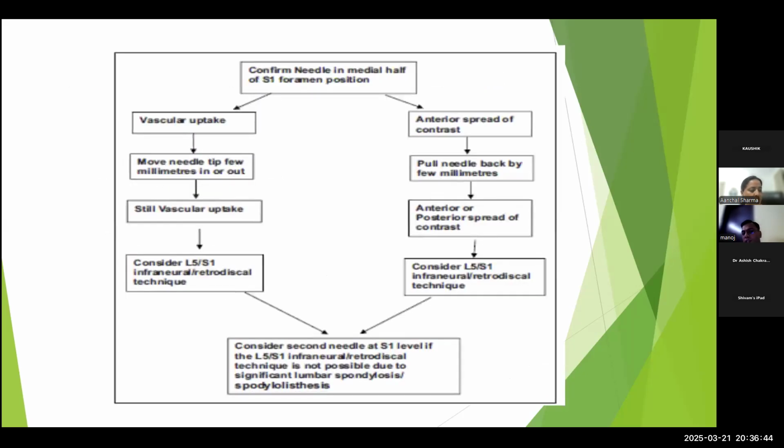And they came up with this flow chart: if the needle is in the middle half of the S1 foramen, and if we find in the contrast spread there is vascular uptake or anterior spread of the contrast, we can pull the needle or go in more, within a few millimeters. And if there is still vascular uptake or anterior or posterior contrast spread, then we can consider the L5-S1 infraneural or retrodiscal technique. Or if that is not possible because of lumbar spondylosis or spondylolisthesis, we can introduce a second needle at the S1 level, medially or inferiorly.